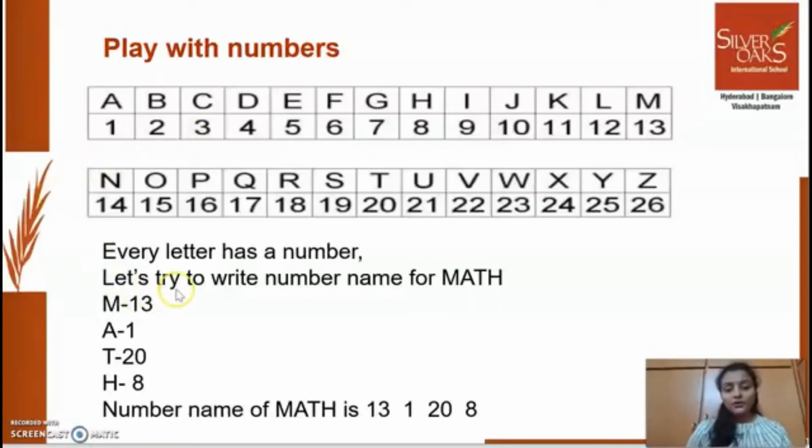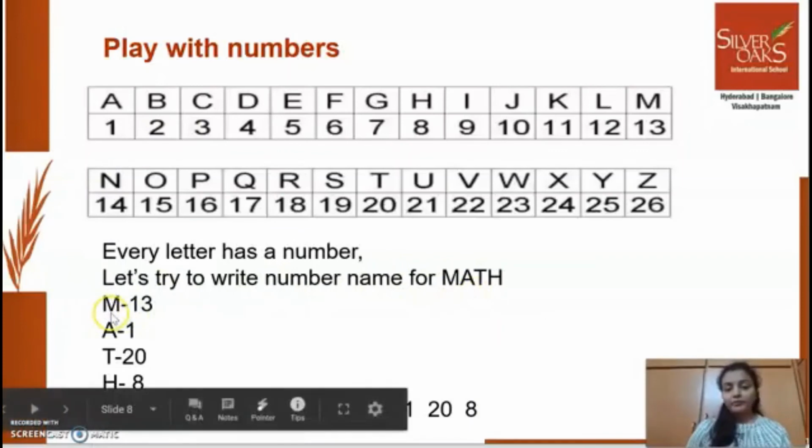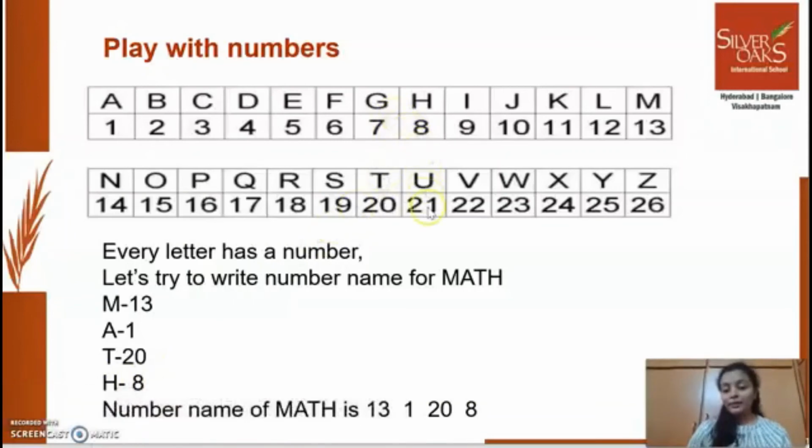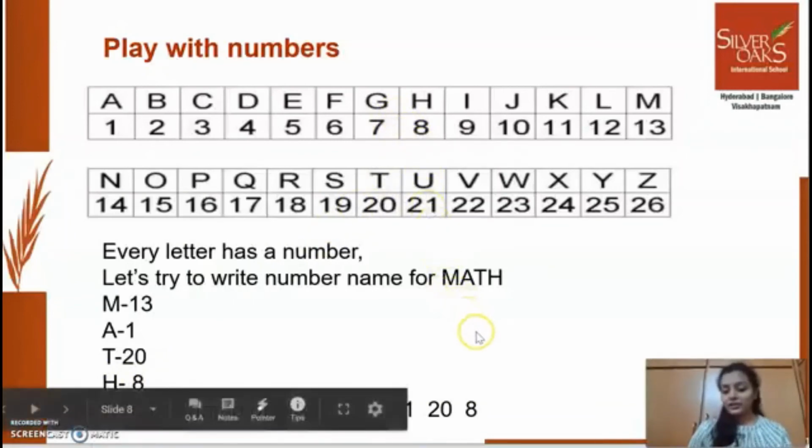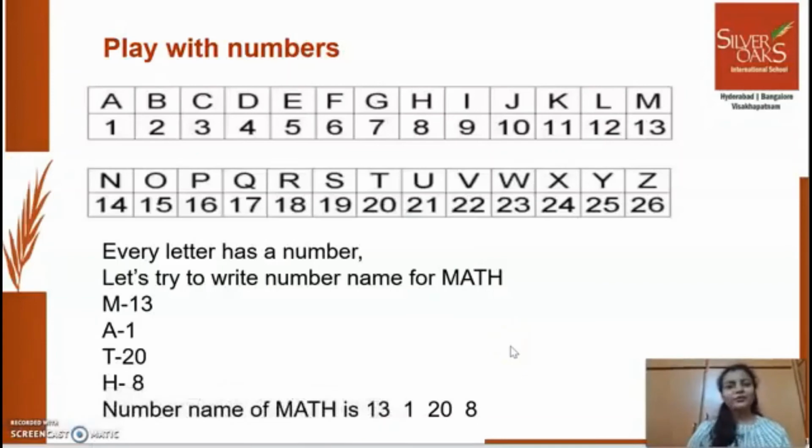Okay. So let's try to write number name for math. So what is M? What is the number for M? It's 13. So 13. What is the number for A? It's 1. What is the number for T? It's 20. What is the number for H? It is 8. So the number name of math is 13, 1, 20, 8. Interesting, right? I know. That's why we came with a task also.